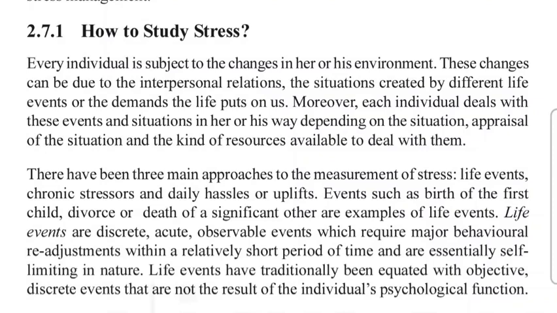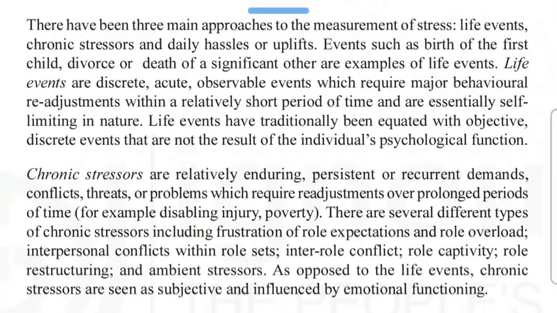There are three main approaches to the measurement of stress: life events, chronic stressors, and daily hassles or uplifts. Events such as the birth of the first child, divorce, or the death of a significant other are examples of life events. Life events are discrete, acute, observable events that require major behavioral readjustments within a relatively short period and are essentially self-limiting in nature. Life events have traditionally been equated with objective, discrete occurrences that are not the result of an individual's psychological functioning.